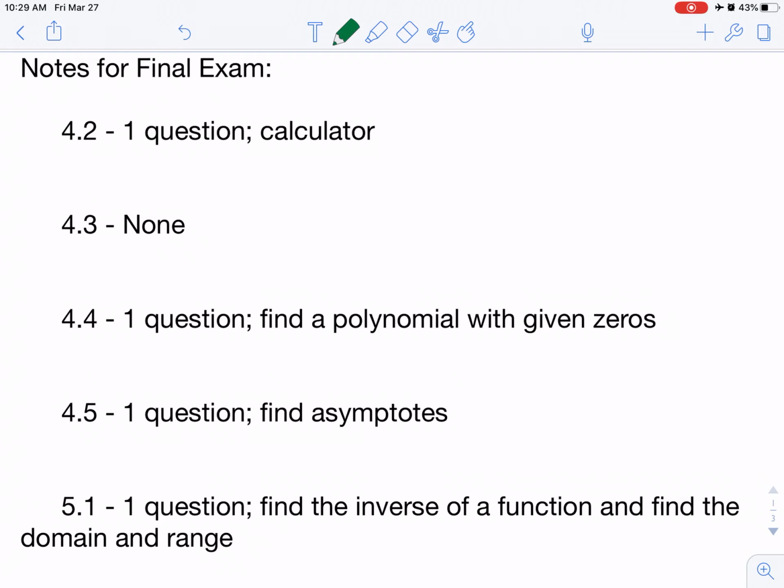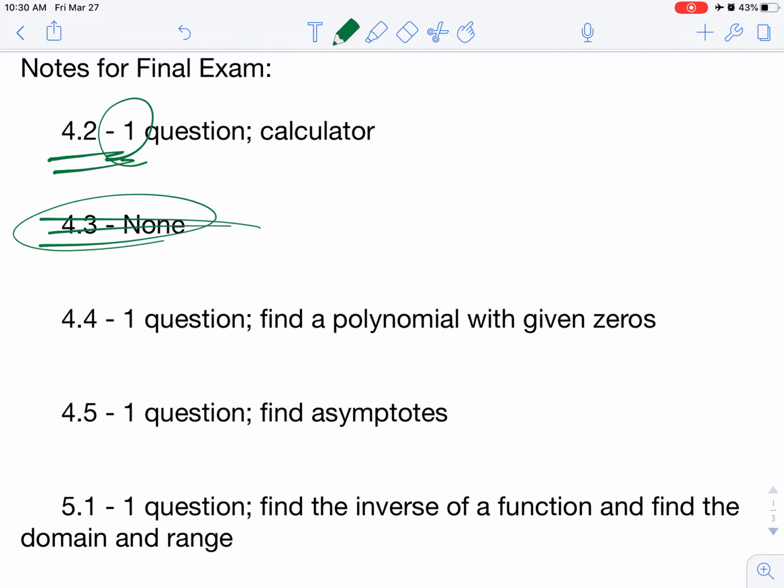All right, so here's my very short set of hints about the final exam. Here's what you can expect. So the final exam from section 4.2, that's a calculator problem. So it would be modeled after that section. I think that was finding turning points and zeros maybe. Okay, so it'll be one of those questions.